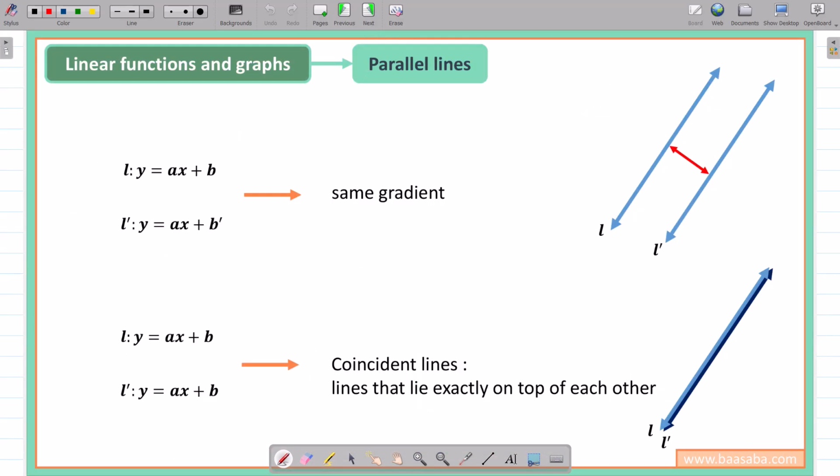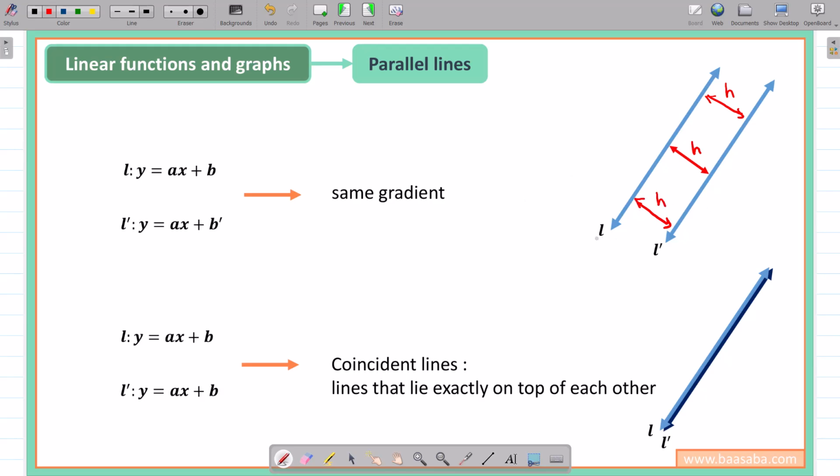First of all, we want to learn about parallel lines. When we have two lines that never meet each other, or in other words, the distance between them stays the same always. If it's h here, here will be h as well, and here will be h as well. We call these two lines parallel lines.